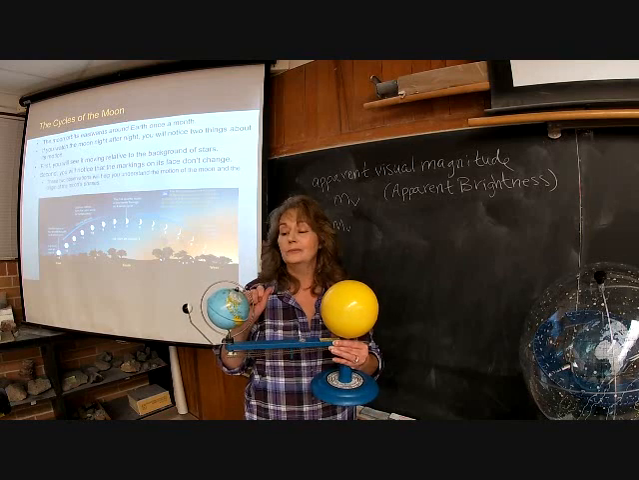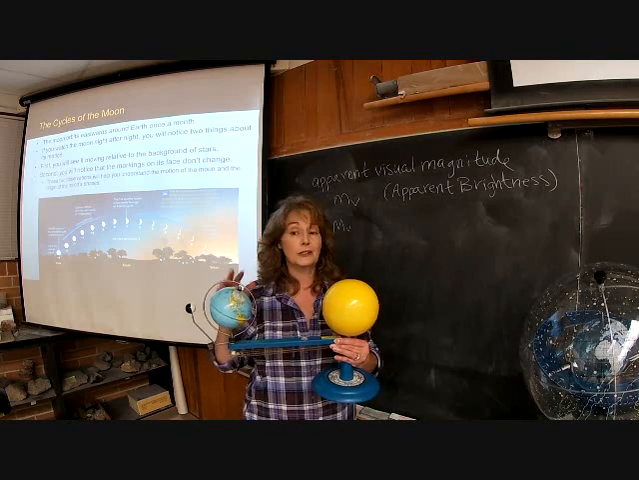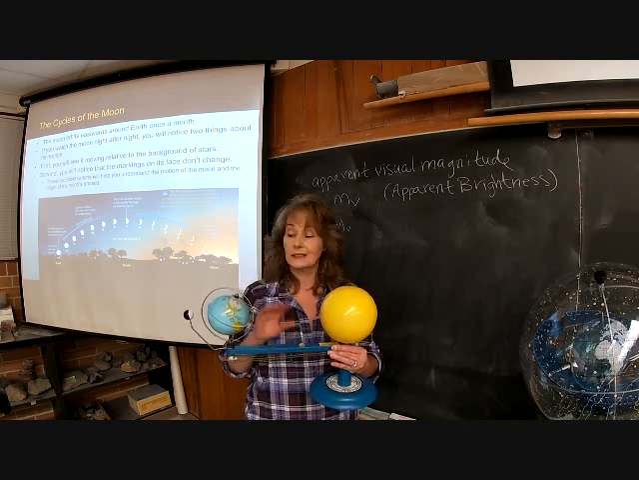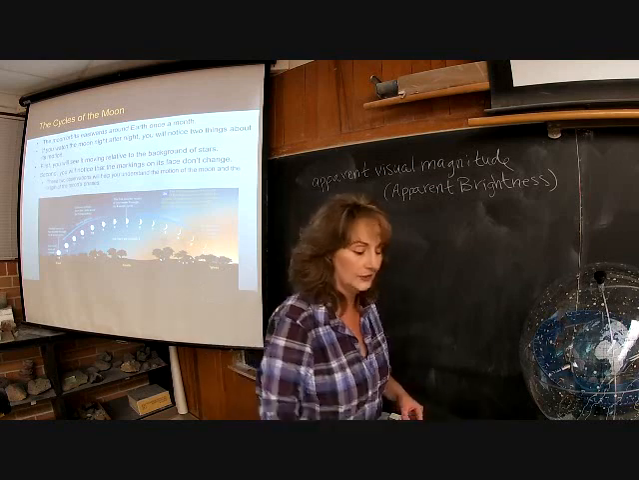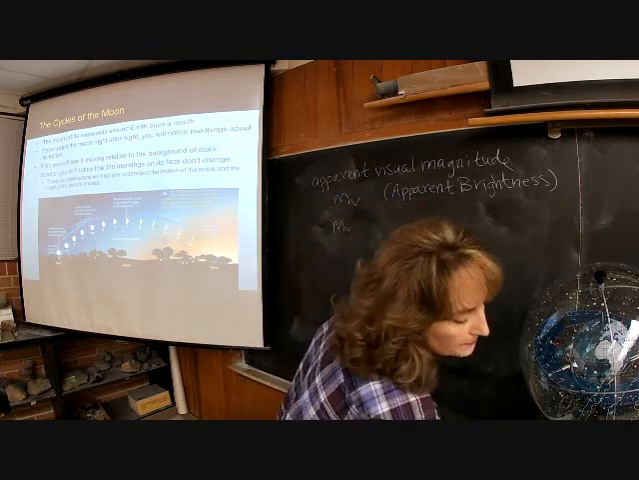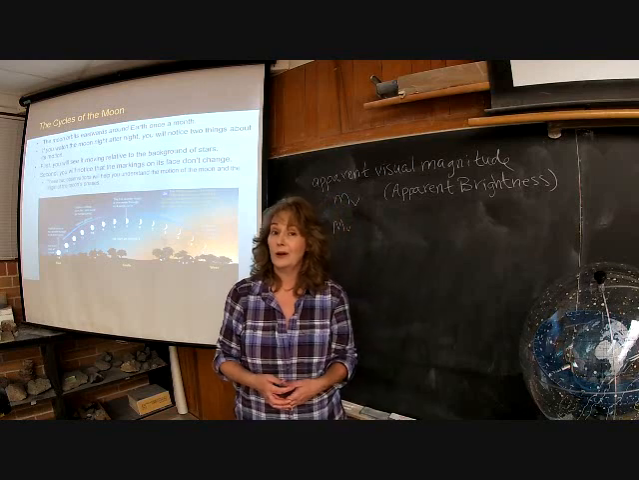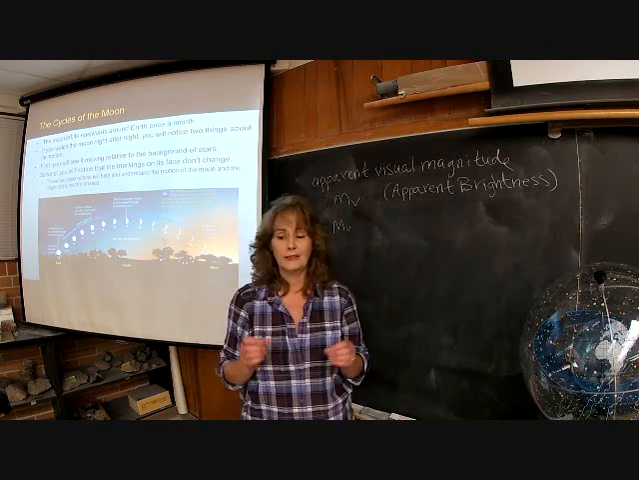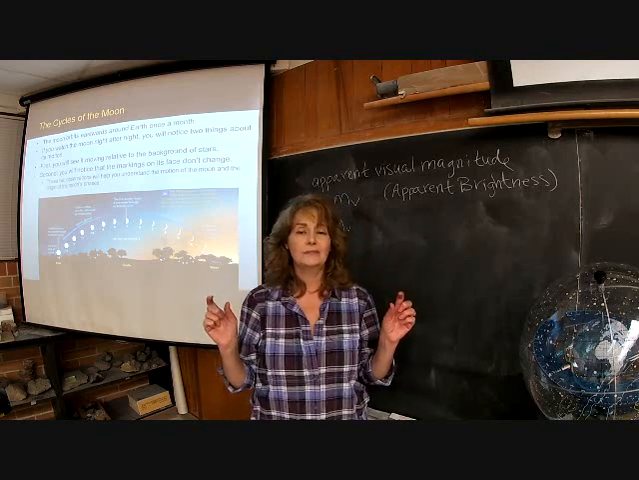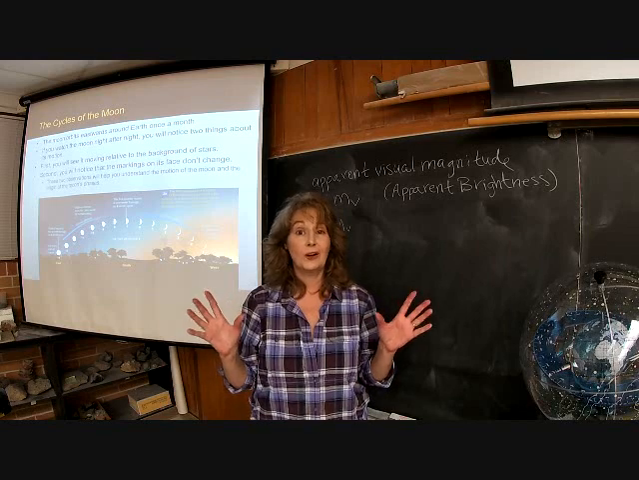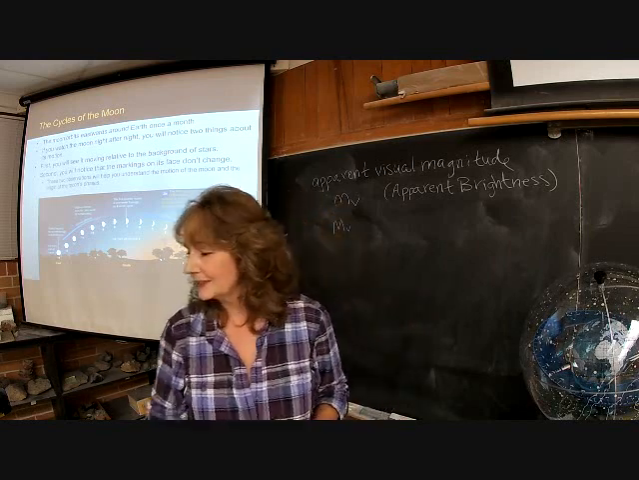So sun angle and duration is the reason for the seasons, and it's all due to that tilt. It has nothing to do with how close or how far away we are from the sun, and those distances actually vary not all that much to cause any sort of a difference.